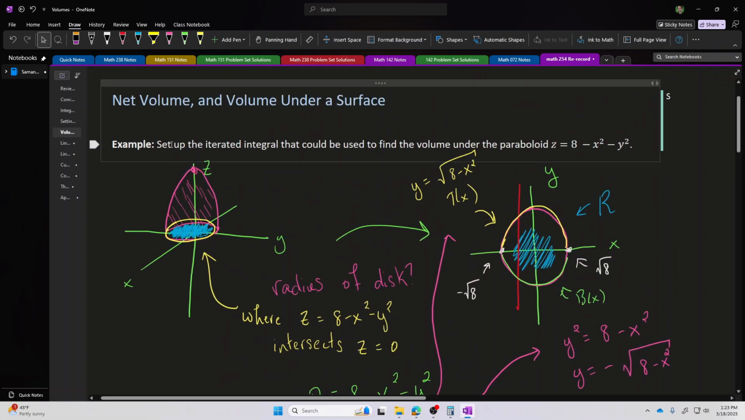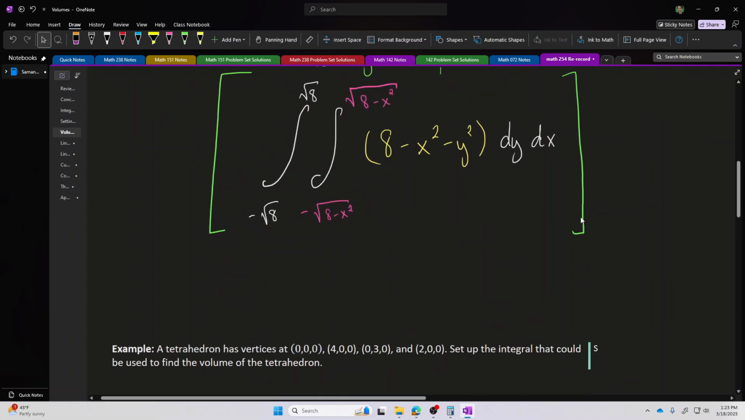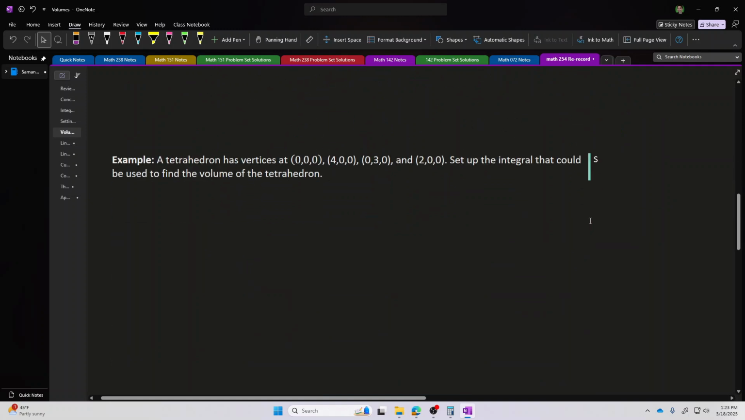Okay, and since they only asked me to set up the integral, that's all that I need to do. The setup is complete, so I can move on. Let's go ahead and do another example.